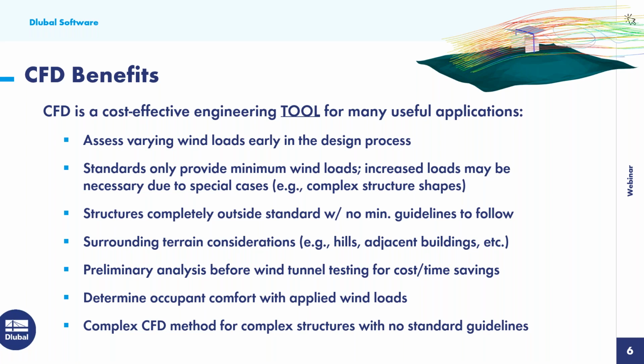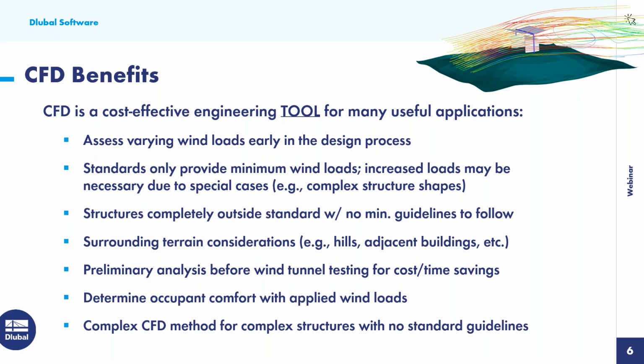There are certainly many structures that are not addressed directly within the ASCE 7, for example. So we see how a program like RWIND could be useful. We also can take into consideration surrounding terrain or objects. If we have a very complex terrain with many hills, maybe adjacent buildings, and we want to see how that impacts the wind flow on our structure, we can use CFD.